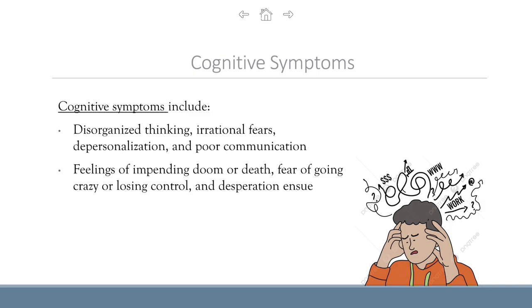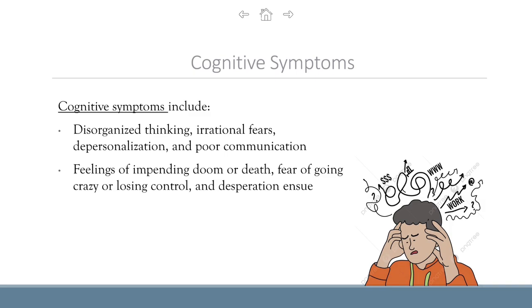Depersonalization, feeling like they're losing control. Poor communication, they're really having trouble telling you what is happening with them. A lot of times they explain that it feels like there's impending doom or death, or they feel like they're going crazy or losing control, and they feel desperate, like this desperation ensues. So these are very typical, common cognitive symptoms that someone is experiencing while having a panic attack.